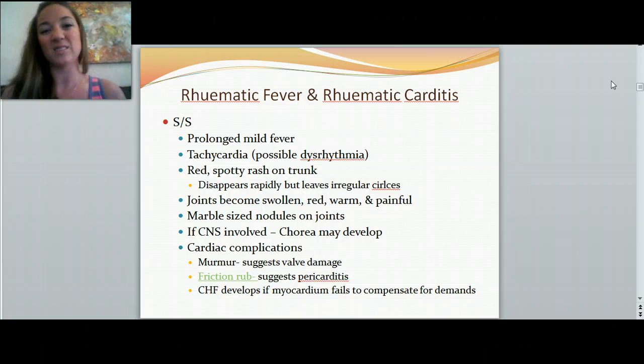Friction rub sounds like squeaky leather, like a rubbing together. Okay, and then the murmur is just an extra, like, background noise. Okay, I'll try to find some examples of what those sound like to play for you in class.